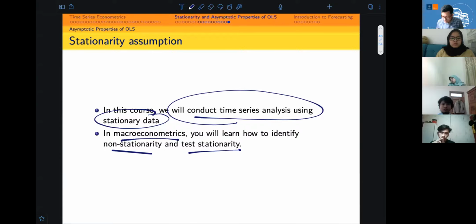Okay. All right. Any questions on the idea of stationarity? Why do we need stationarity and so on? Go ahead. Okay, good. I guess that's going to be on stationarity.